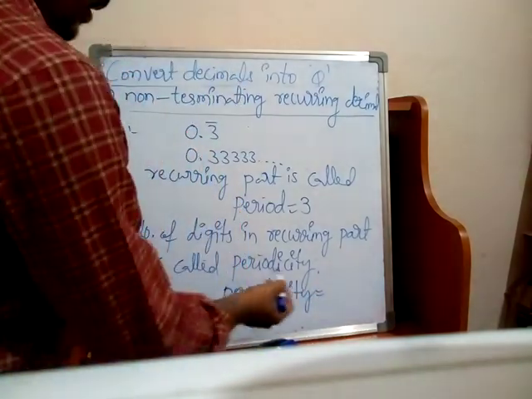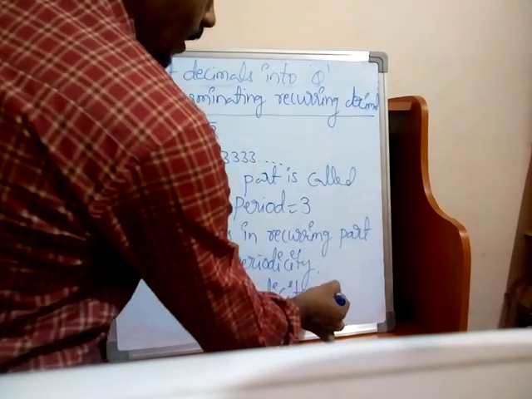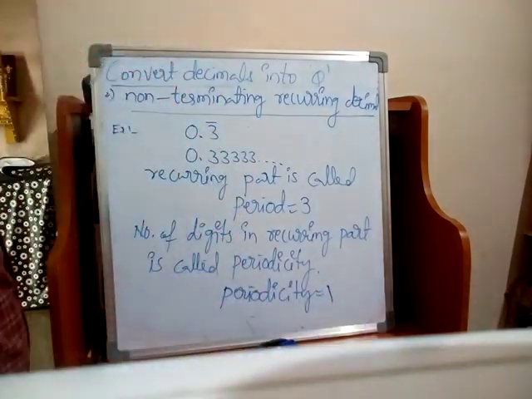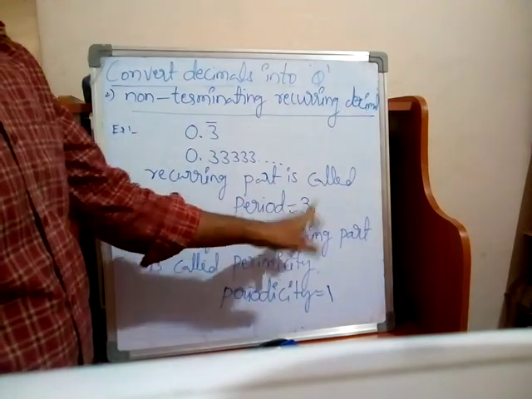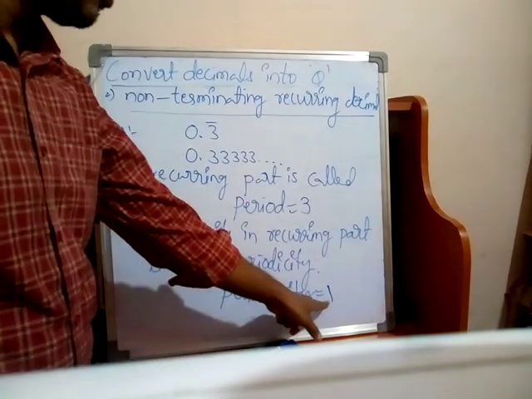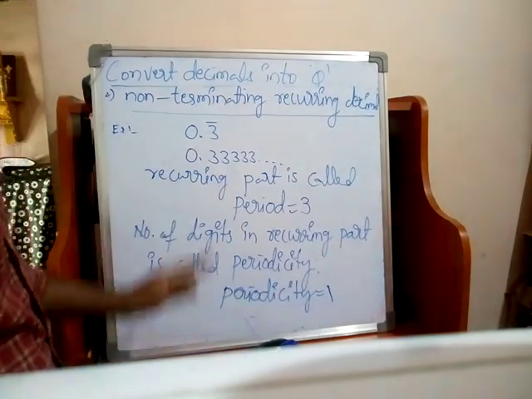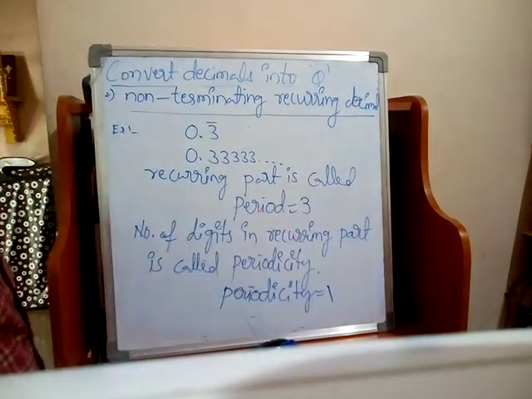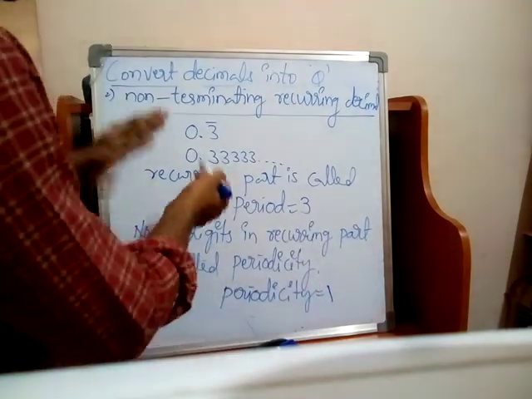So what is the periodicity? How many digits are recurring? Only one digit. One digit is recurring. So that's why periodicity is 1. Which digit is recurring? 3 is recurring. So that's why period is 3. The number of digits in the recurring part is called periodicity. The recurring part is called period. So here period is 3. Periodicity is 1. So how to convert this one into a rational number?